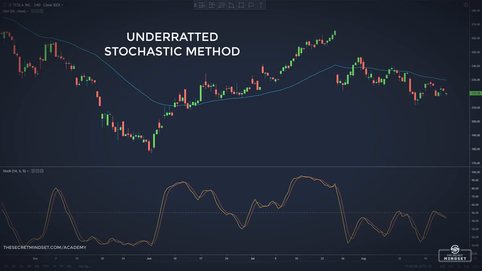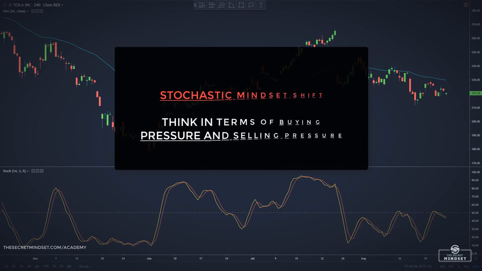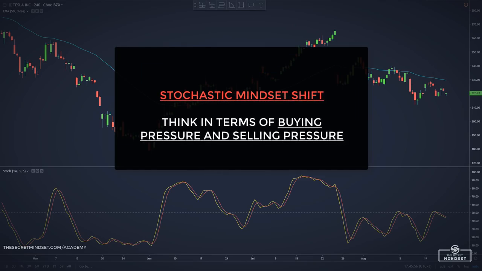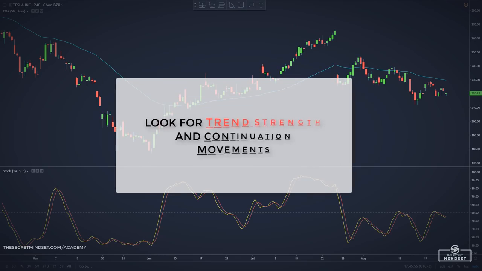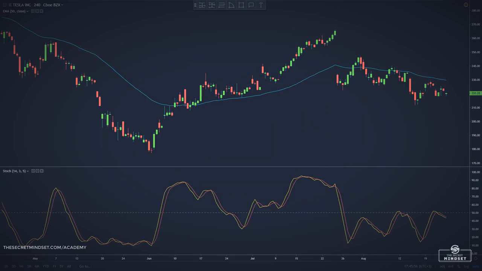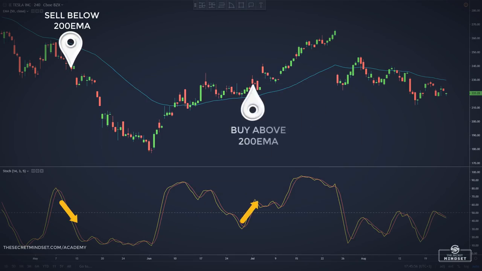Like I said before, the big problem is that many traders see the stochastic indicator mainly as an overbought and oversold indicator. Instead of thinking in terms of buying pressure and selling pressure, their first impulse is to seek for overbought and oversold areas. That's why a smarter way is to look for trend strength and continuation movements. A 50 level crossover of the stochastic indicator could be a solution, but only in combination with other tools. By combining it with other tools, you avoid getting beaten by the market because after all, stochastic is a lagging oscillator.